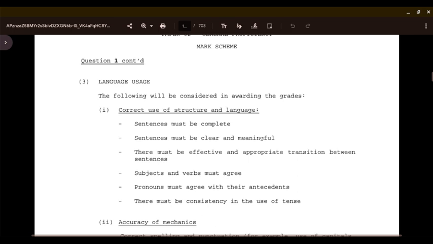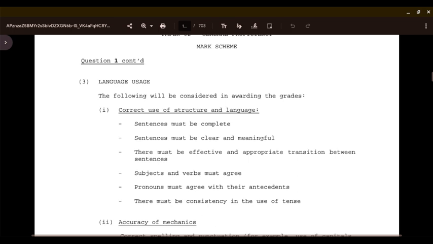They must be effective. There must be effective and appropriate transition between sentences. So your linking sentences must make sense. It's even more crucial here because you don't have time to be adding your furthermores and moreovers and howevers that you all love as linking words. You've got to be very smart about it because you don't have words to waste in this.